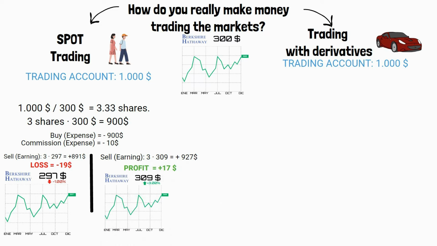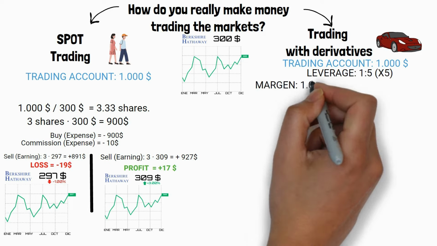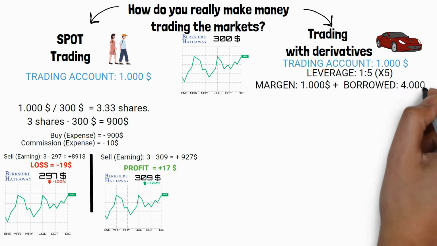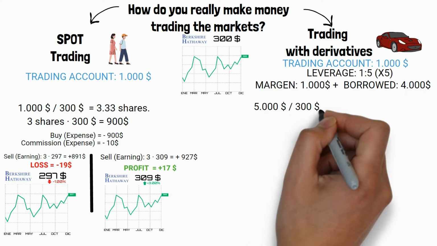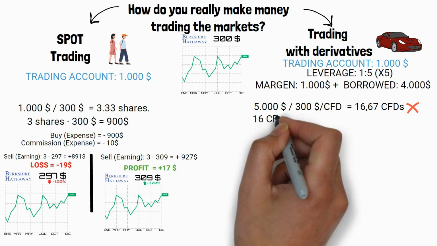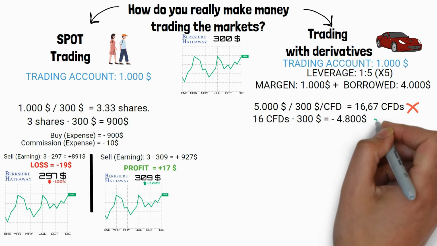If you decide to trade with CFDs, you can take advantage of financial leverage. Let's assume a leverage of 1:5. With your $1,000, you could control $5,000 worth, allowing you to buy 16 CFDs at $300 each.